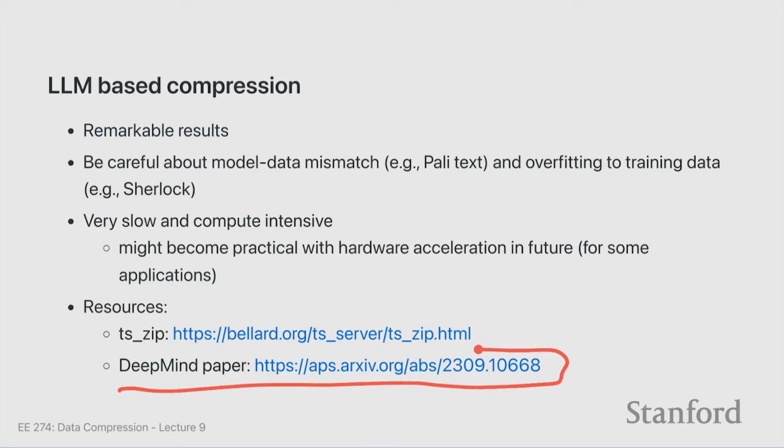And DeepMind, Google, had a recent paper called Language Modeling Is Compression. Very nice title. I think it's an interesting read. With what you have learned, and if you know a little bit about LLMs, you will be able to understand that entire paper. So I encourage you to take a look.